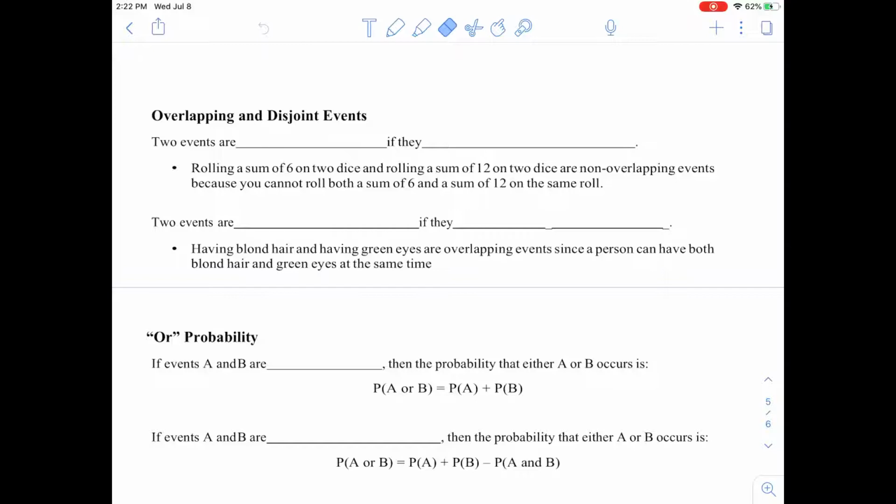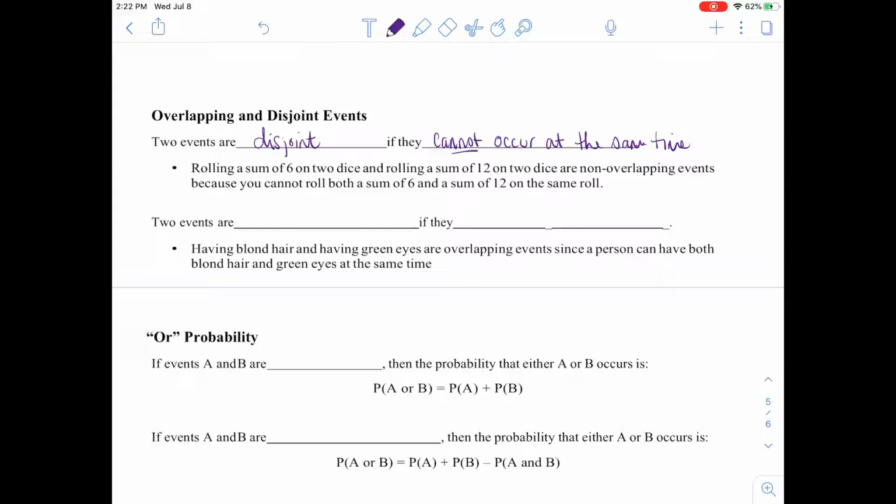Two events are disjoint if they cannot occur at the same time or together. An example of that is rolling two dice, and you either get a sum of 6, right? So maybe one die has 3 and the other one has 3. Or you get a sum of 12. So one die has 6 and the other has another 6 to get 12. You can't have that happen at the same time.